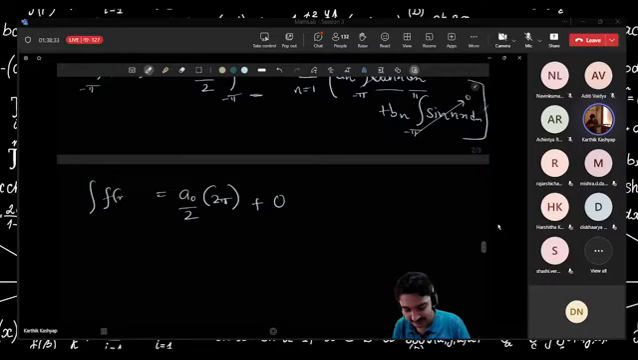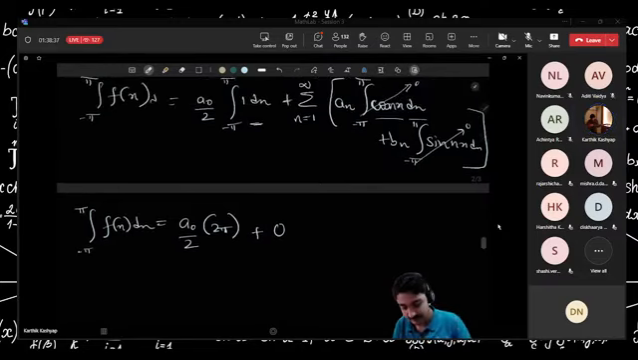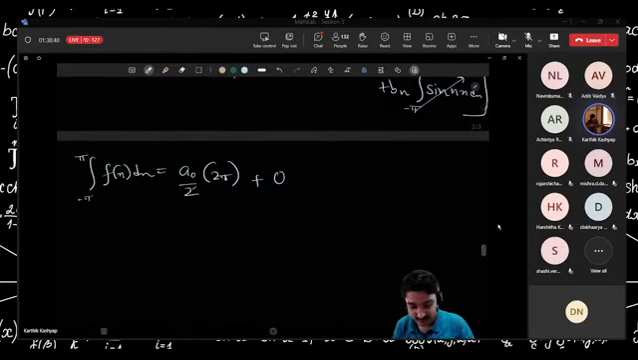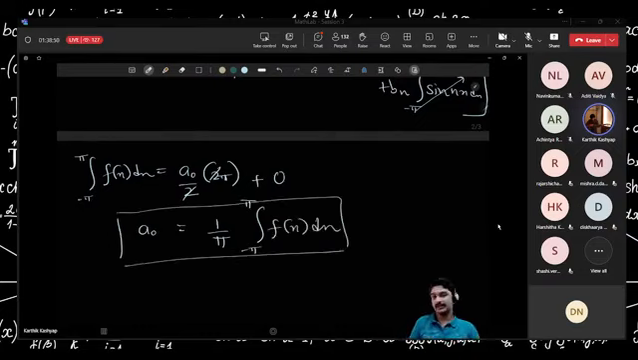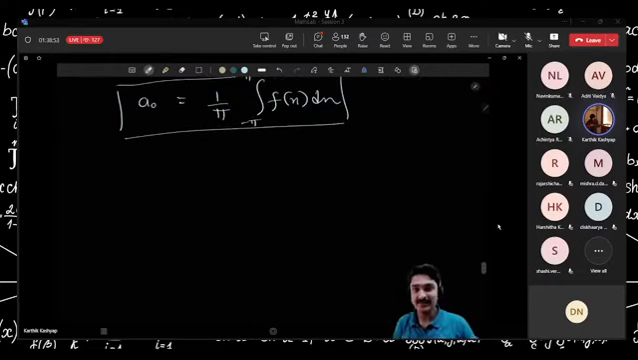And this is integral of f of x dx from minus pi to pi. So cancelling 2, we get a0. If we send pi to the other side, a0 is 1 by pi times the integral from minus pi to pi of f of x dx. So for now, we have found one term of our Fourier series. Let's move on to, let's say, an.